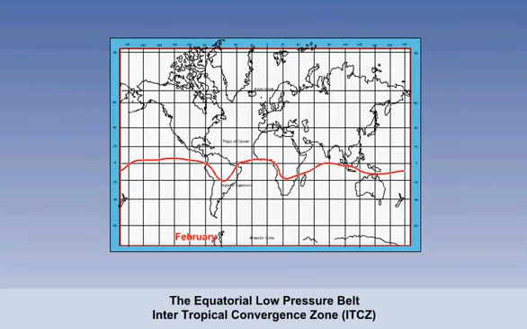Another large-scale feature which is driven thermally is the equatorial low-pressure belt, or intertropical convergence zone, ITCZ as it's also called. This effectively is a line of convective-type weather which circles the Earth, marking the thermal equator. The position of this moves throughout the year, oscillating north and south with the overhead sun.